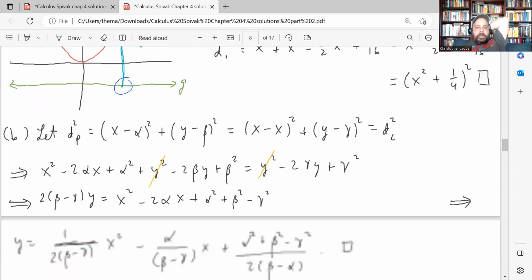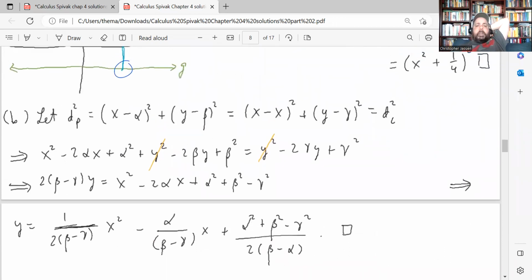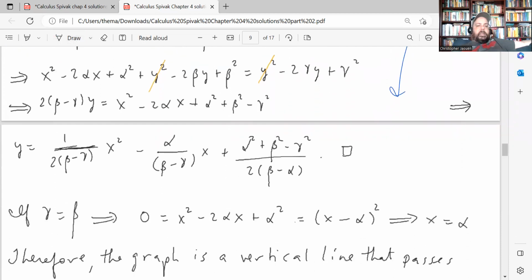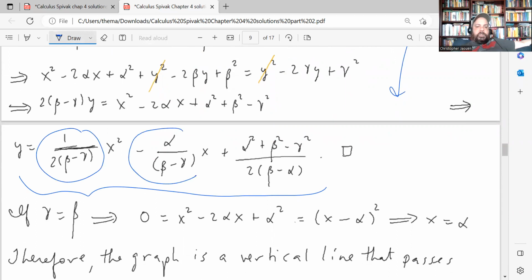All right, so let's do that down here. Again, I'm just using the distance formula. Actually, I'm using the square of the distance formula just so I don't have to deal with square roots. When you find the distances and solve for y, I won't go through the algebra. It's just algebra. As long as beta is not gamma, you can solve for y, and you get this expression here, which gives you a quadratic function with these coefficients. And if gamma is equal to beta, then you get this equation, which gives you that x is alpha.